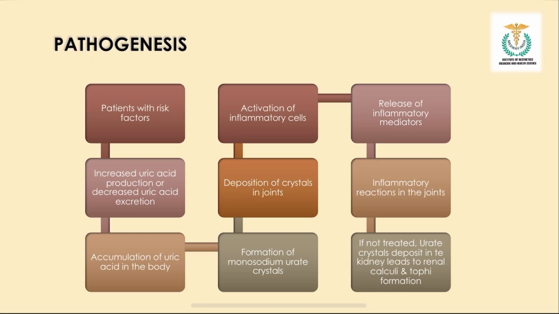And because of the release of inflammatory mediators, inflammatory reactions can happen in the joints, and if not treated, these urate crystals will deposit in the kidney, leading to renal calculi or tophi formation. So this is the pathogenesis of the condition called gout.